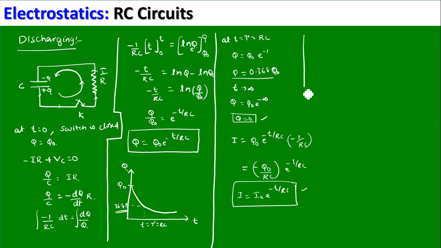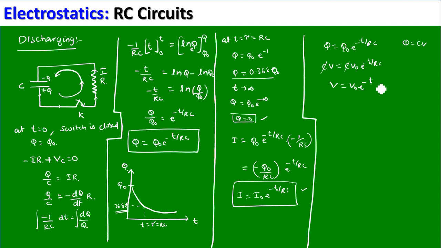Let us look at the potential now. Potential V: you know Q is equal to Q naught into e power minus t by RC. Now, capacitance, and Q is equal to CV generally. So CV is equal to CV naught into e power minus t by RC. V naught is the initial potential across the cell. So V is equal to V naught into e power minus t by RC. Yes, so this is how you have the charging and discharging process in an RC circuit.